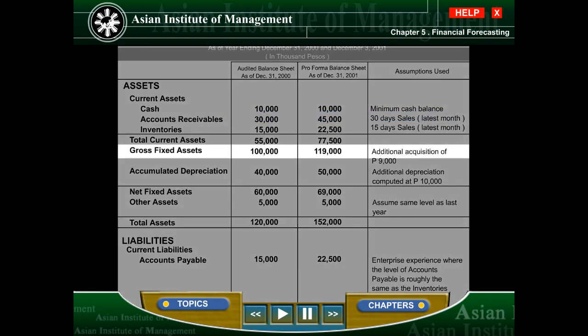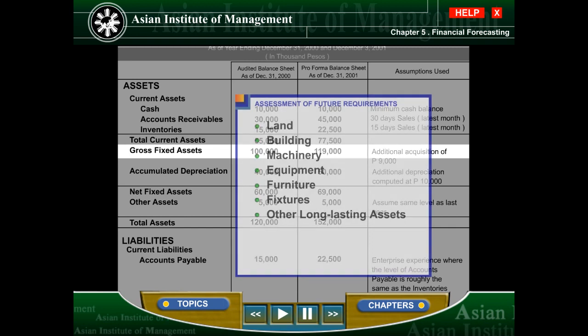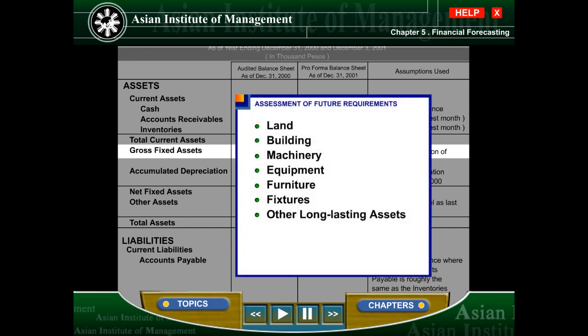Forecasting fixed assets requires an assessment of the enterprise's future requirements for land, building, machinery, equipment, furniture, fixtures, and other long-lasting assets. The acquisition costs of previously purchased and still to be purchased fixed assets are added to comprise the forecasted gross fixed assets, or simply fixed assets.